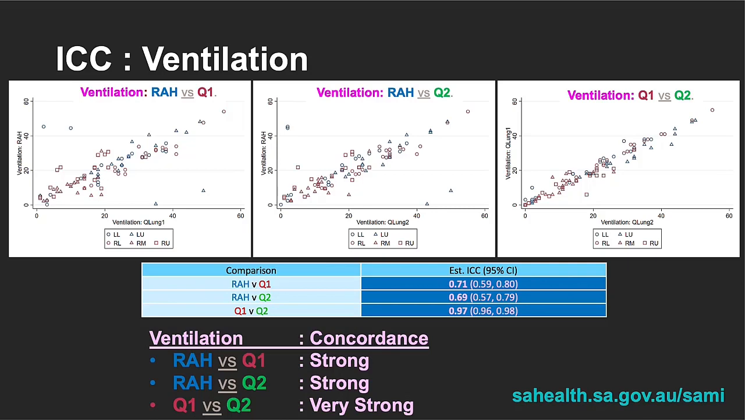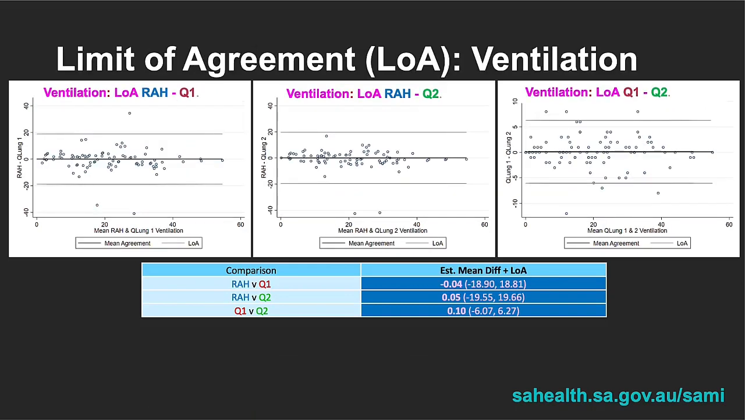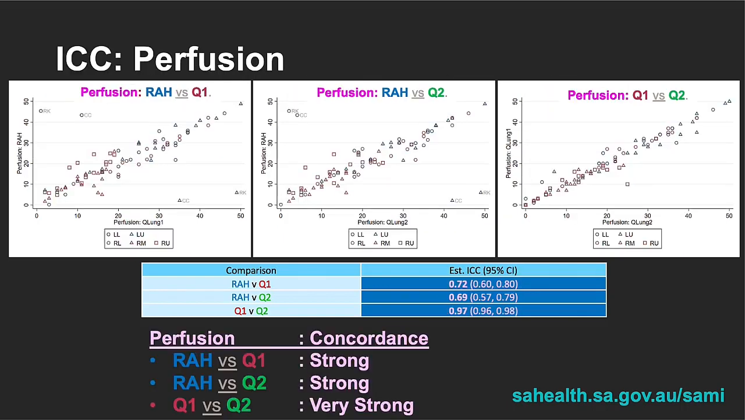ICC for RAH versus Q1 and versus Q2 are 0.71 and 0.69, thus strong concordance. ICC for Q1 versus Q2 is 0.97, thus very strong, implying QLung is a highly reproducible program. The paired limits of agreement test show mean differences close to 0, indicative of good concordance. The Q1 versus Q2 plot on the right appears more sparse, but please note that the y-axis has a narrower range and values are about a quarter of the other two plots.